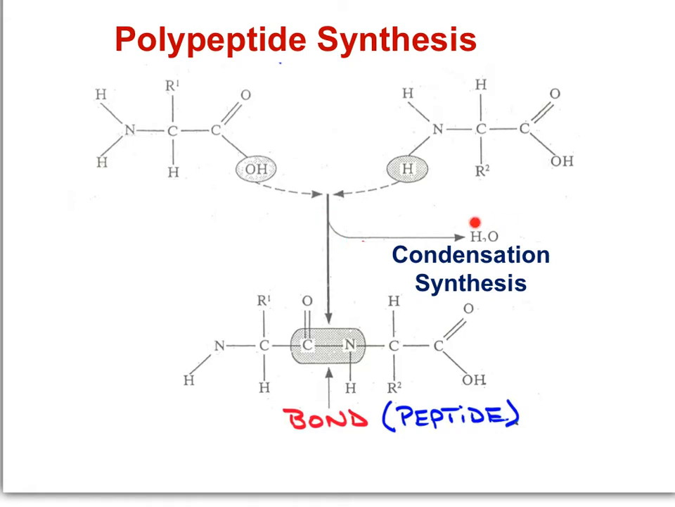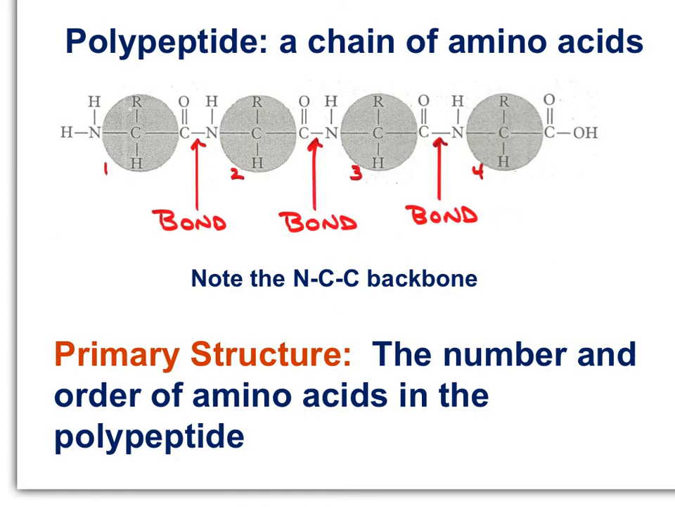Notice also the removal of water. Here's a polypeptide composed of 4 amino acids. Notice the R groups. Notice the positions of the bonds. And notice the NCC, NCC, NCC backbone. The primary structure of the polypeptide is the number and order of amino acids in the polypeptide.